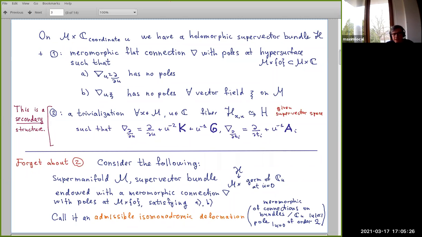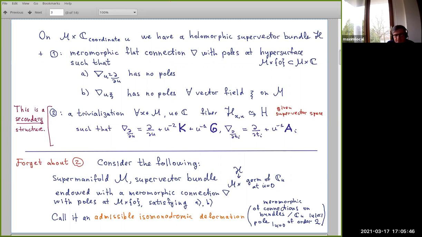And the properties of this connection are the following. If you consider the lift of the vector field u squared d/du, then I get a differential operator without any poles. So it will be a regular differential operator. So it's the same as d/du. If you consider the lift for d/du, I get a pole of order 2, at most 2.